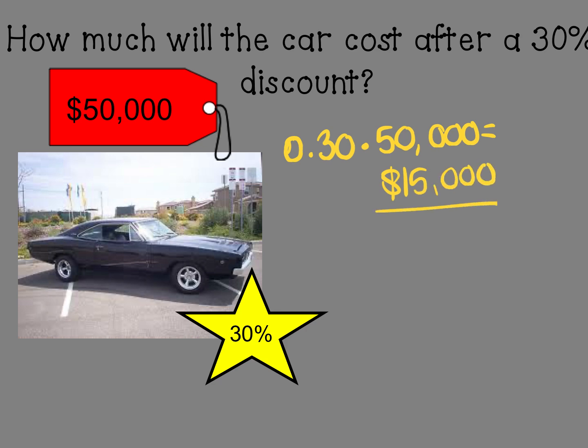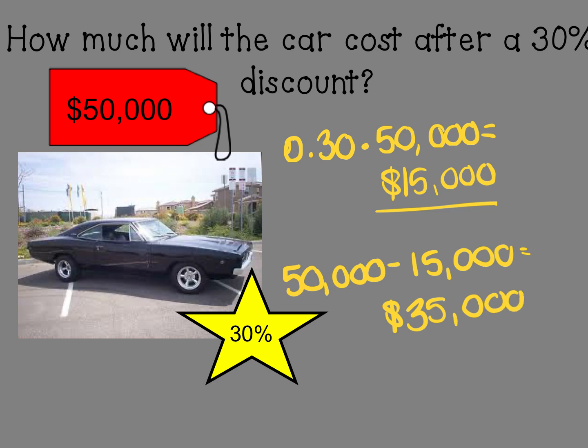Good. So this 15,000 is the 30%, which we said is the discount amount. So then Ellie had to take the original price, the $50,000, and subtract that discount of 15,000. That I'm going to be paying $35,000 for that car.